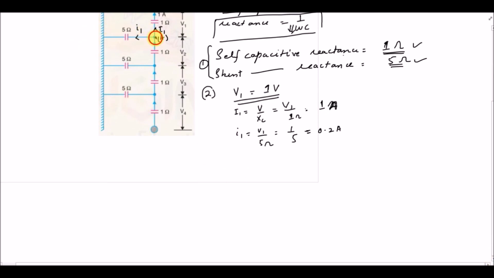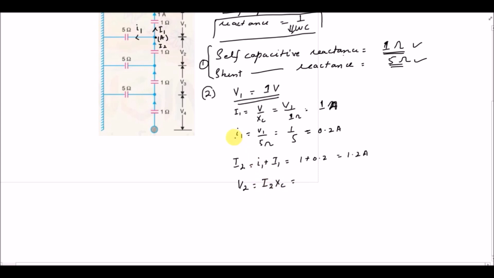Now for the current that is moving towards node A, for example I2, I have to just sum up the two currents, the capital I1 and the small I1. So the capital I2 is equal to I1 plus capital I1, and it is 1 plus 0.2, 1.2 ampere, right? And if I have to find the voltage across this particular capacitor, it will be V2, the multiplication of I2, the current through the capacitor, and the capacitive reactance.